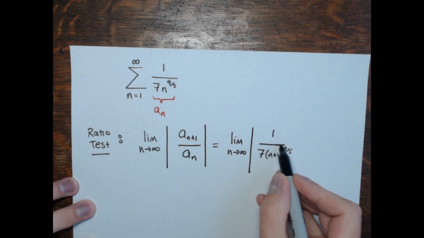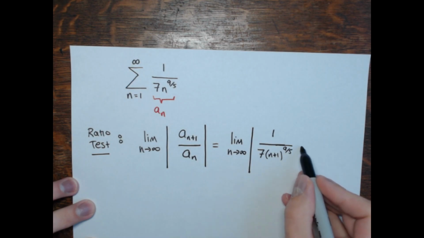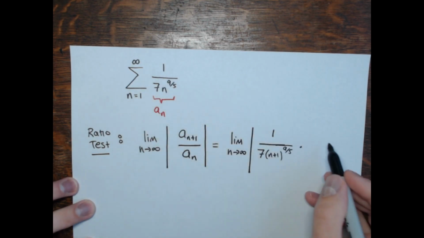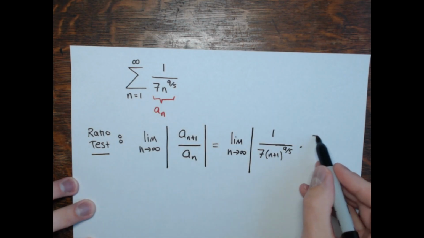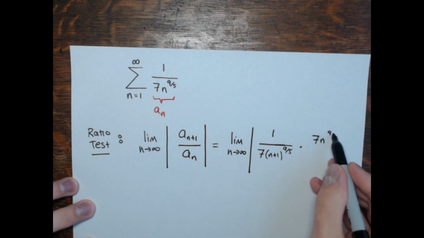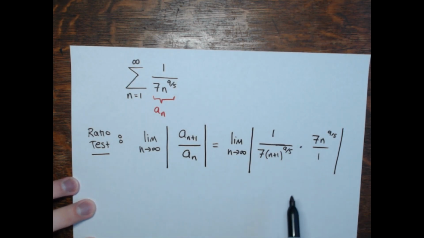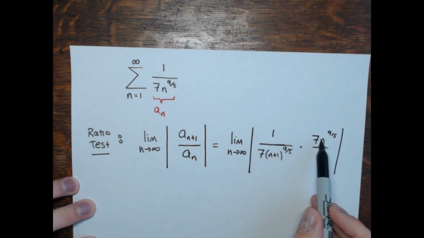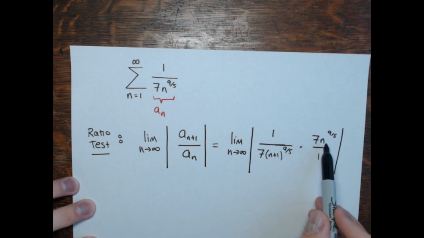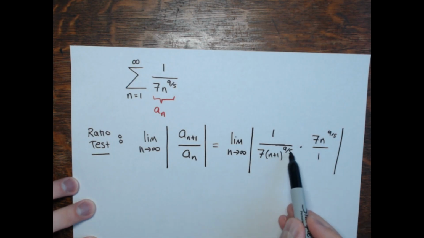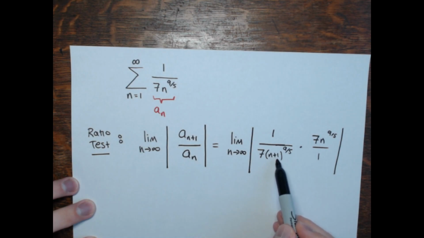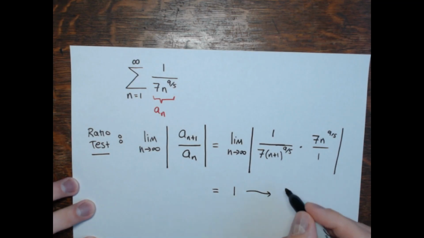So you have 1 over 7 times n plus 1 to the 9/5. But then, dividing by a sub n would be times the reciprocal of this, 7 times n to the 9/5 over 1. Just like the last example, can you see how this would be 1? It's basically like having 7 times n to the 9/5 over 7 times n to the 9/5, right? This little plus 1 here won't affect much when n gets large. So this limit is once again 1, which means the test is inconclusive.